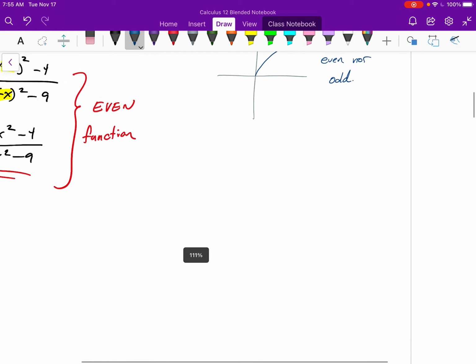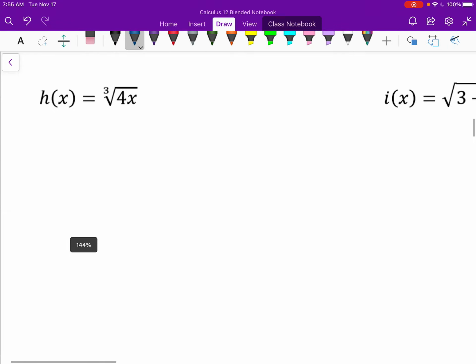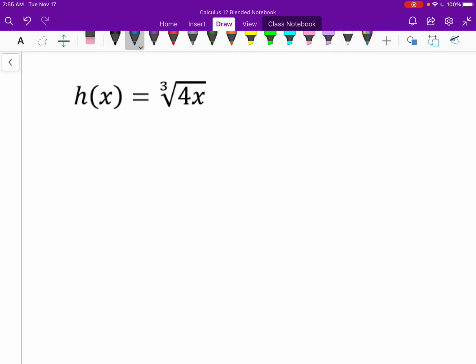All right, let's look at this function here, h of x, the cube root of 4x. So first, the domain. For this, you can find the cube root of a negative number, so the domain is all real numbers.